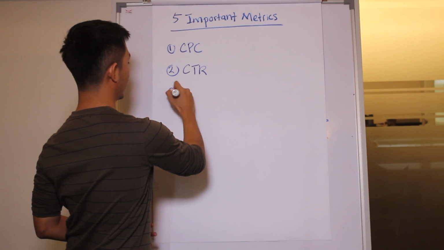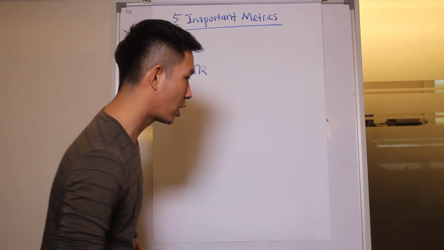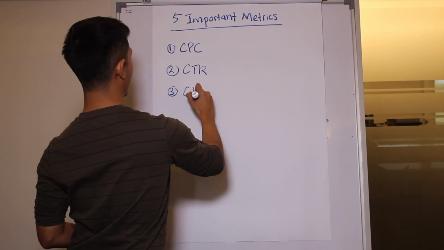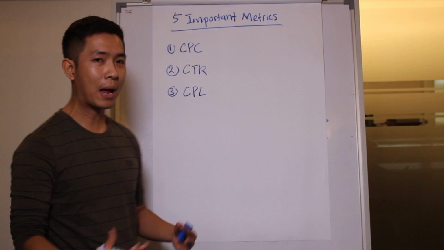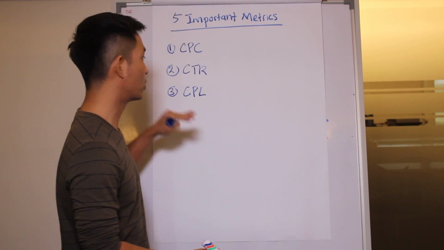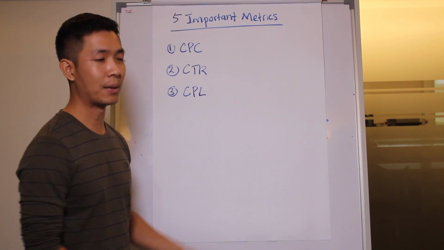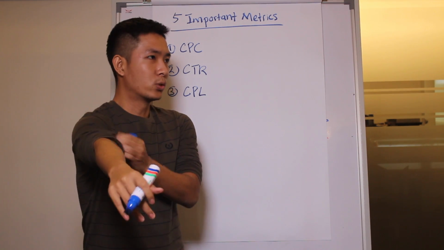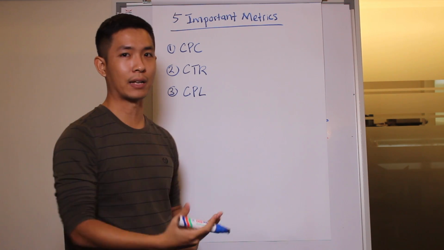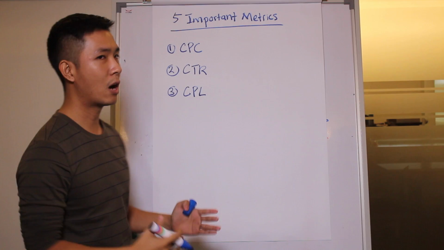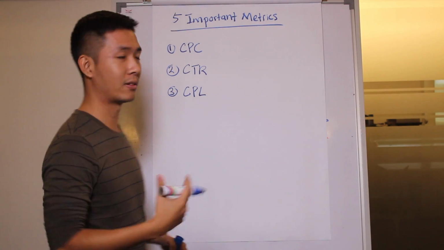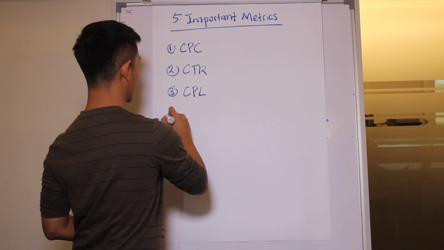Number 3 is what we call cost per lead, CPL. How much does it cost you? How much does Facebook cost you to turn someone into a lead? That means maybe you are doing a coaching service. You provide freebies up front, and then for someone to claim it, how much does it cost you for that one person to claim your freebies, right? Number 4 is this.